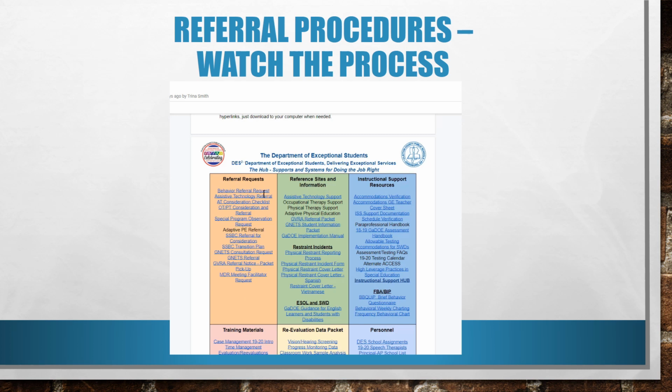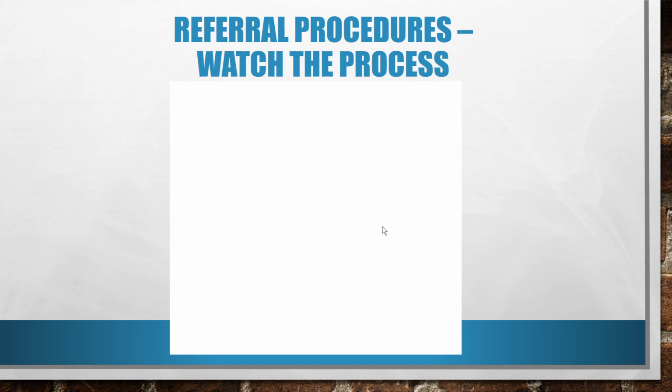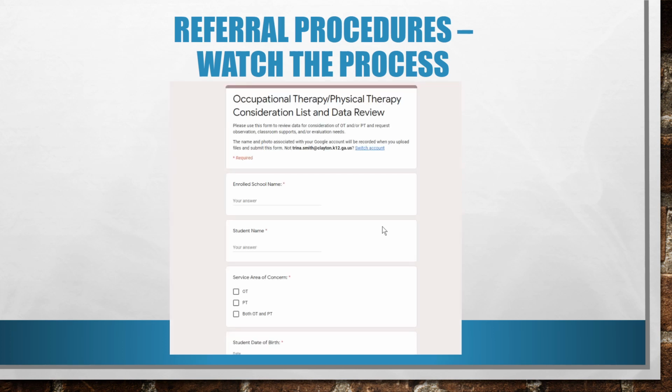However, you'll tend to find titles like Behavior Referral Request, Assistive Technology Referral, Considerations, OT Consideration Referral, etc. We're going to use our example today from OT Considerations. So you're going to open the form and it brings up a Google form to complete and answer as your referral process. School, enter your school name, your student, enter the complete name.